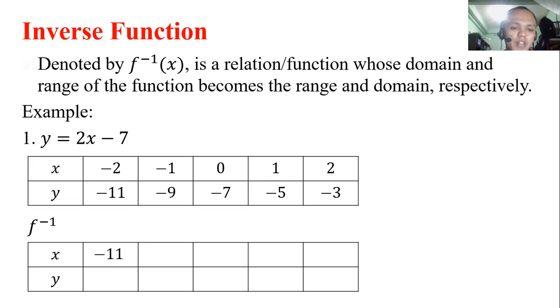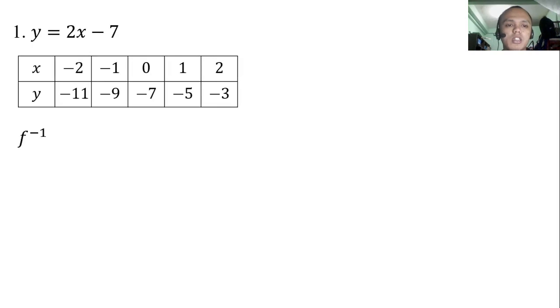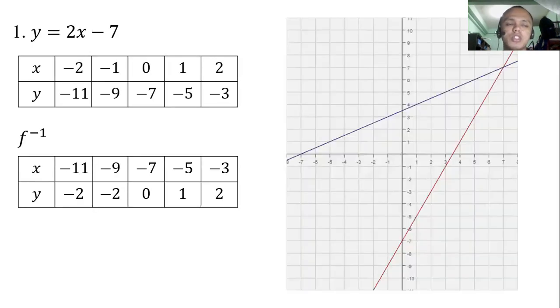So we have negative 11, negative 9, negative 7, negative 5, and negative 3. For y naman, magiging negative 2, negative 1, 0, 1, and 2. So you can see, yung domain natin dito, naging range. Yung range natin dito, naging domain. Pag kinuha natin yung inverse. Now, punta naman tayo sa graph of these two functions.